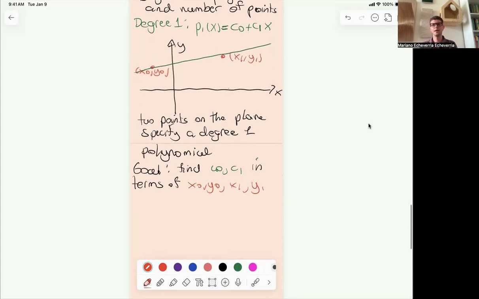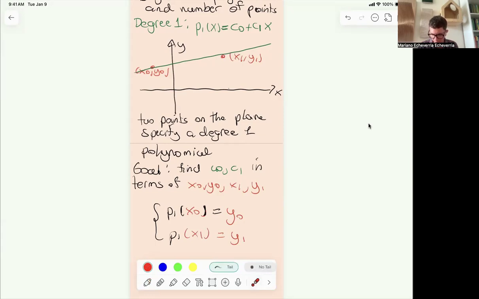And if you think about it, how could you do that? Well, if you want the polynomial to pass through those points, that should tell you that P1 of x0 should be y0, and P1 of x1 should be y1. Because that's what it means to say that the polynomial at x value x0 has y value y0, and that at x value x1 has y value y1. Is that making sense?